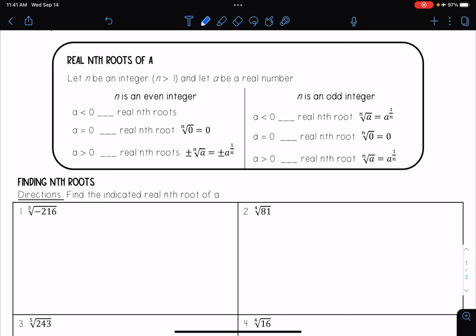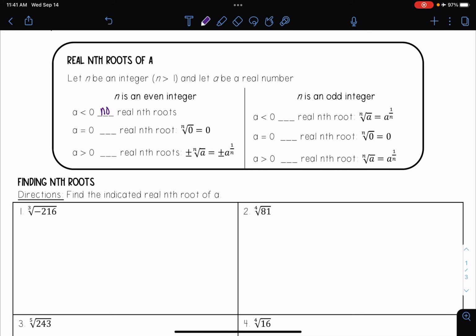Let n be an integer where n is greater than 1, and let a be a real number. If n is an even integer, so if that root that we're taking is even, when a is less than 0, there are no real nth roots. We talked about in the previous unit that if I take the square root of -9, that gets me 3i, that imaginary number. For this lesson, we're only looking at real roots. So the answer here would be no real roots.